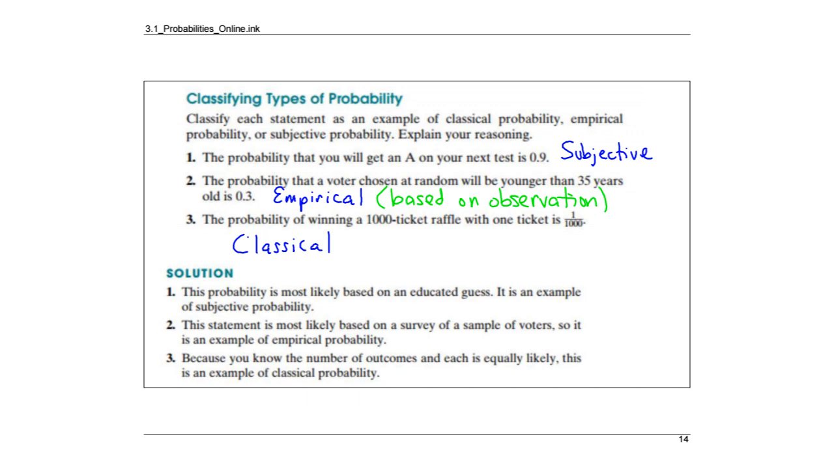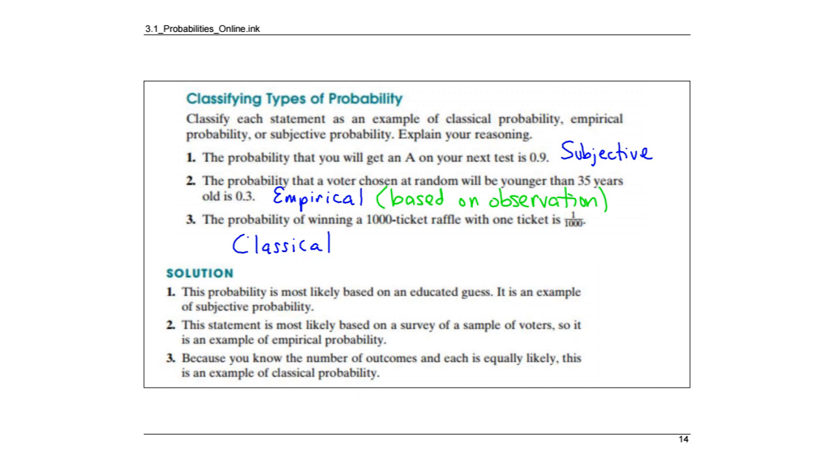So the first one is the probability that you will get an A on your next test is 0.9. Okay, well, that's subjective. It is based on how hard you're working, right? If you're doing your homework, your quizzes, and your practice quizzes and homework before you take the test, you are pretty much basing it on data, but you still don't know for sure.